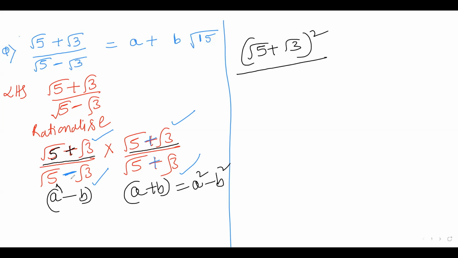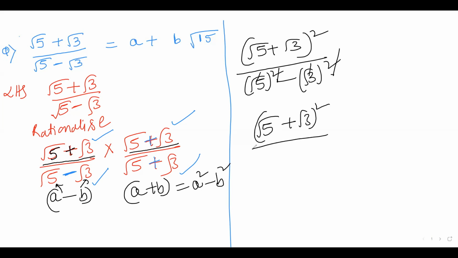A value is root 5, so a square. B value is root 3, whole square. Square and root will get cancelled. Now what is left over? Root 5 plus root 3 whole square in the numerator. In the denominator we are having just 5 minus 3.